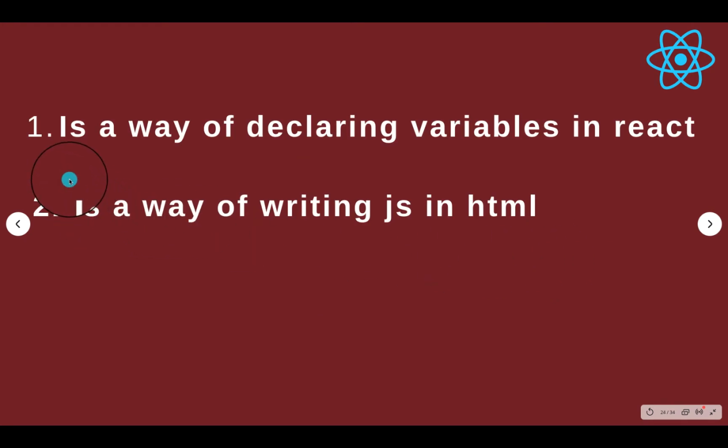It's a way of declaring variables in React. Take it like that. Point 2 is a way of writing JavaScript in HTML. Guys, remember, a component always returns HTML called a React element. So if you want to make some logic in your code, how can you do it? Let's see how this works.